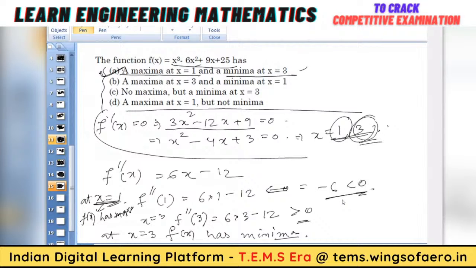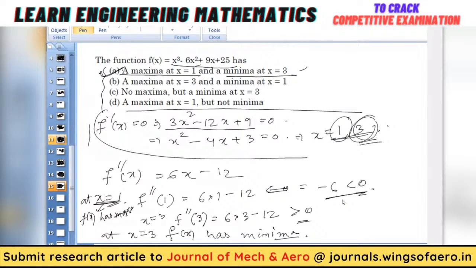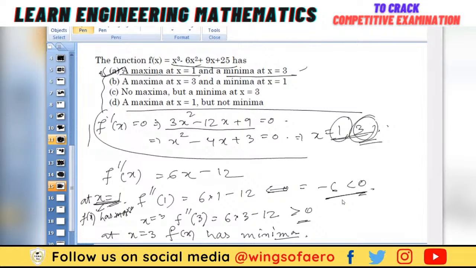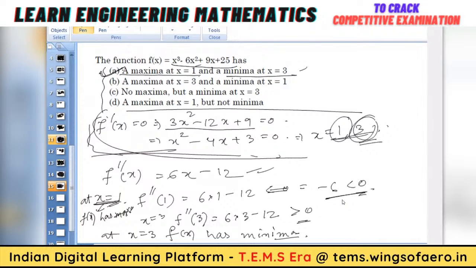Okay, so remember the trick. Everything depends on the options given. If the x values are already given in the question, you can skip this portion. Just simply find the double derivative and put the values in. You can easily find the answer. Next.